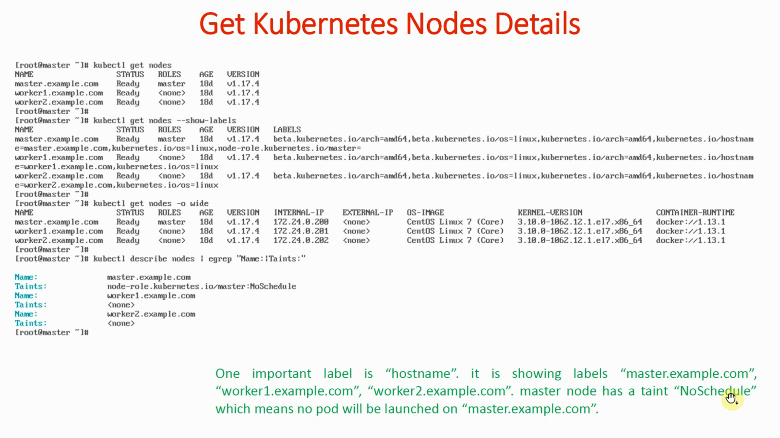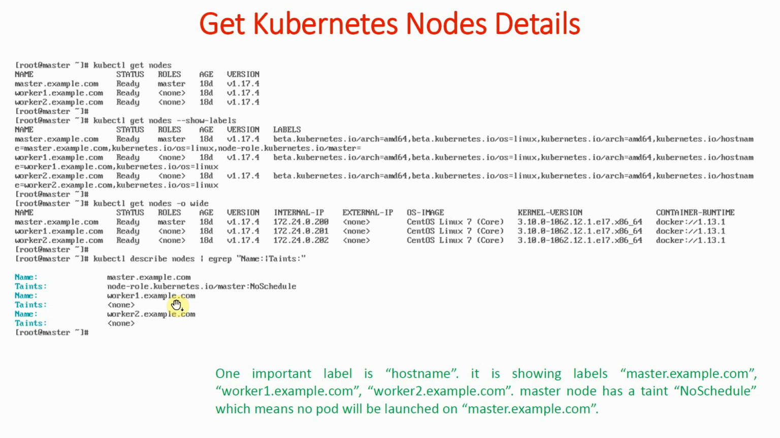The master node has a taint called NoSchedule. Now if we say kubectl describe node, and then search for the string taints, what it is saying is that master.example.com has one taint. The name of the taint is NoSchedule. Now what is the meaning? That means no pod will be launched on master.example.com.